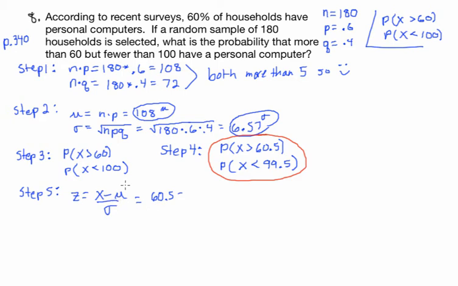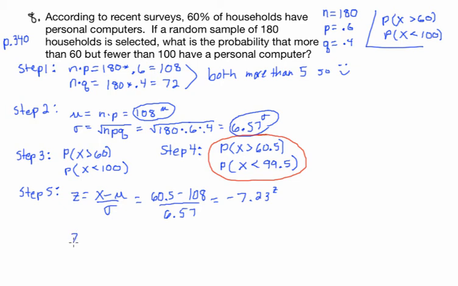Where do I find mu? Up here. I found it in step 2. It's 108. Ooh, that's way below the mean. Standard deviation, I found it up here in step 2, 6.57. Now what is that? Negative 7.23. That's a z-score. That's a really low z-score. I'm going to say that that's not ever going to happen.